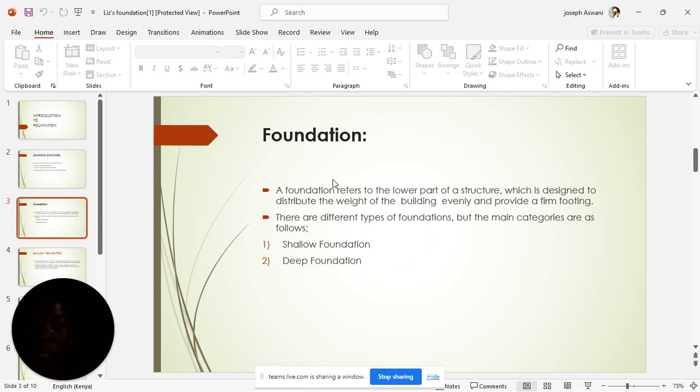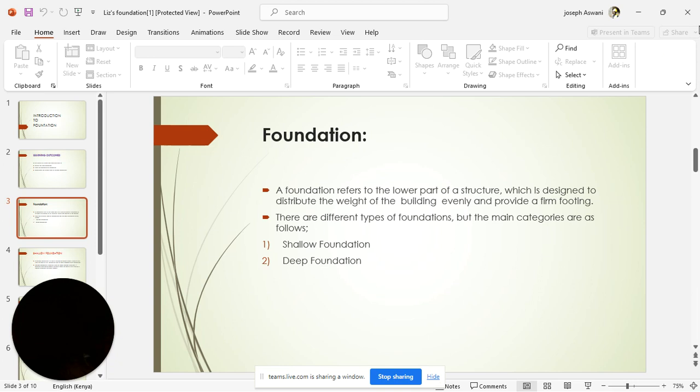I will talk about foundation and the meaning of foundation. Foundation refers to the lower part of a structure which is designed to distribute the weight of the building evenly and provide a firm footing.